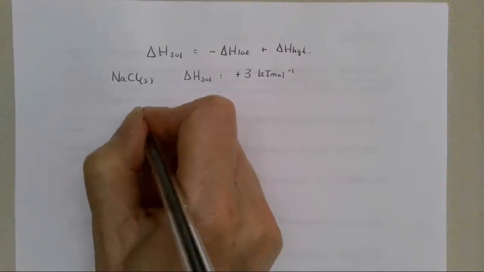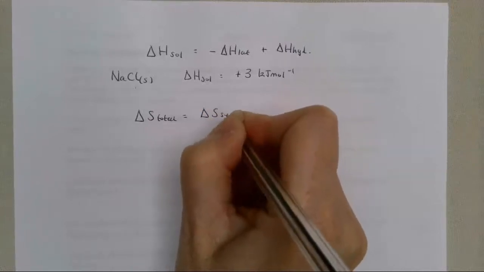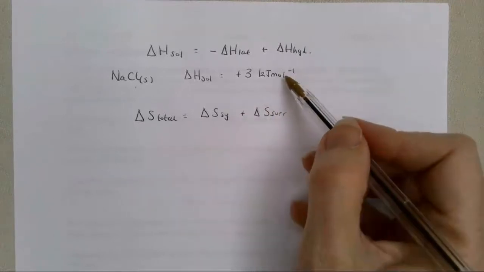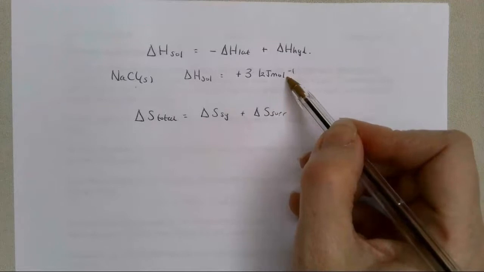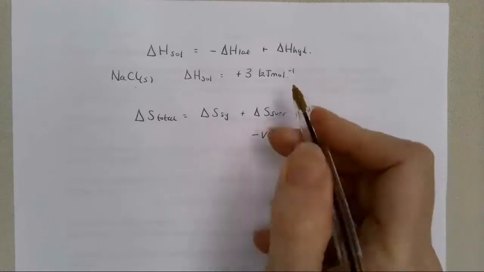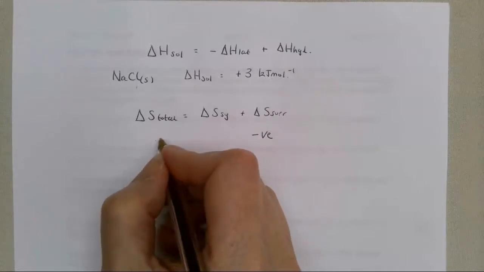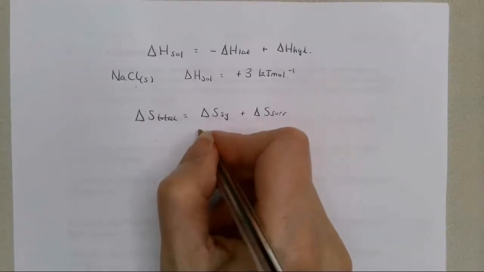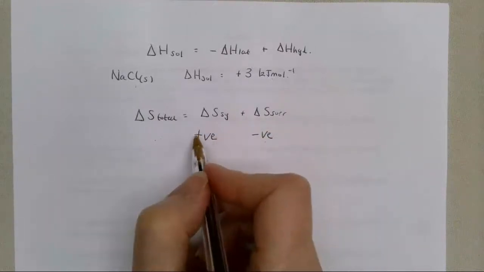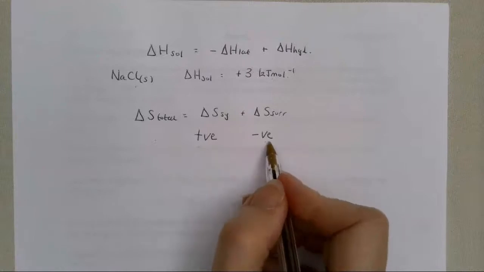Okay, so our delta S total is equal to our delta S system plus our delta S surroundings. Now we know from this reaction that because we've got an endothermic enthalpy change here, this delta S surroundings term will be negative because it's a positive here. Now, in order for this value here to come out as positive, we have to get this delta S system to be positive and to be larger than this negative.